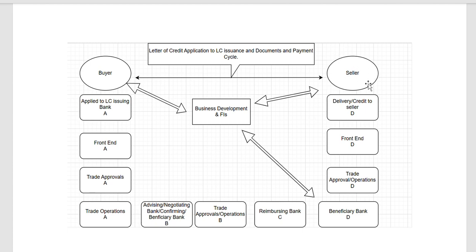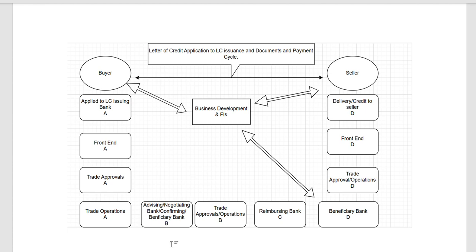So the seller's job is basically to see here. They may advise directly to the seller, or the advising bank can further nominate a reimbursing bank if they are going to be a confirming bank. Then if there is any other bank with which the seller is maintaining an account, based on the seller's request, they will route the LC through Bank B, which is Bank D, right? So it is purely dependent upon the seller's instructions also.